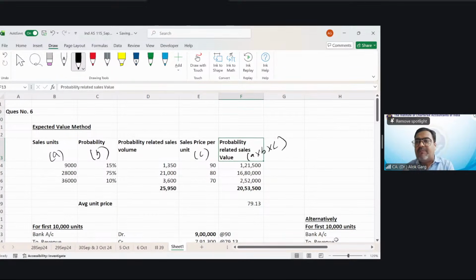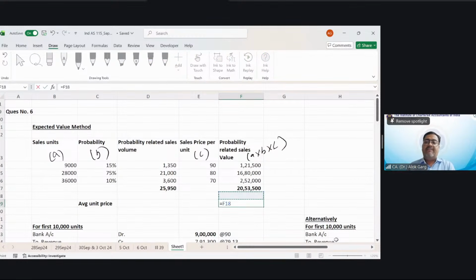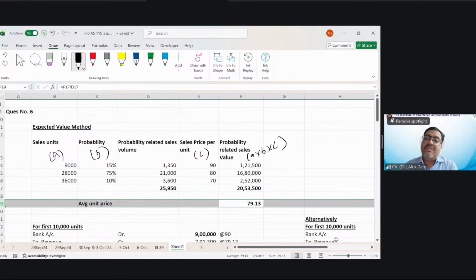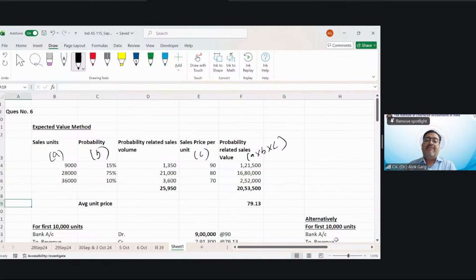So I got the probability related sales value, which means value divided by volume will give me a price. What is my average unit price? My average unit price is probability related sales value divided by probability related sales volume. So how much did I get as average unit price? I got the average unit price of 79 rupee 13 paisa.